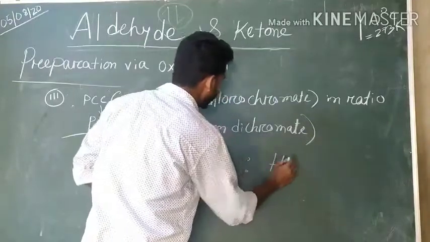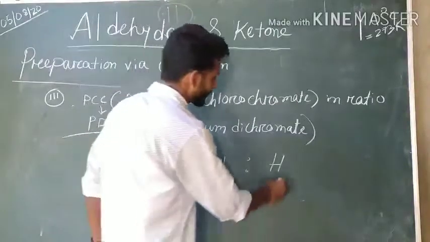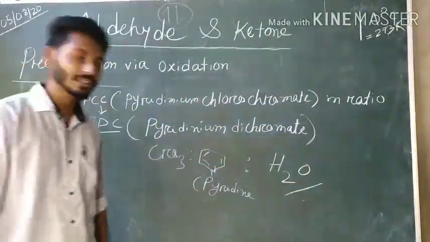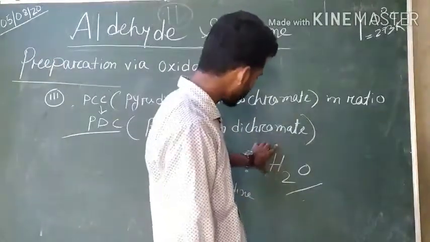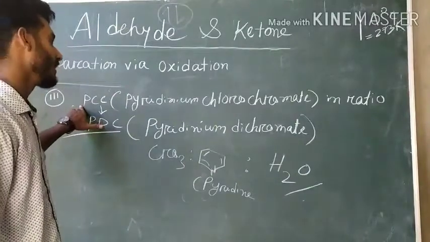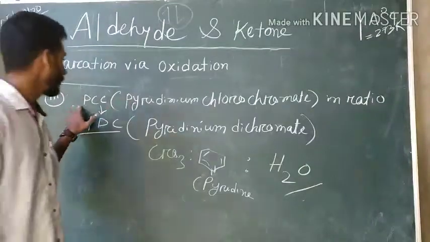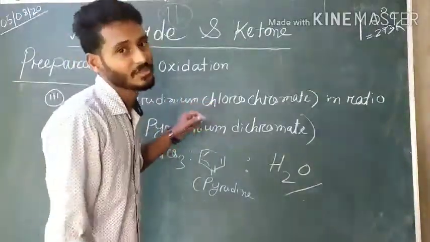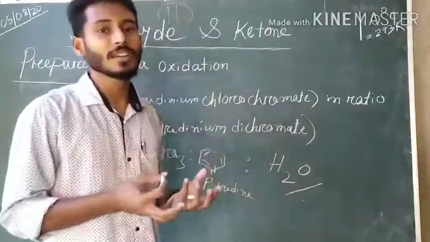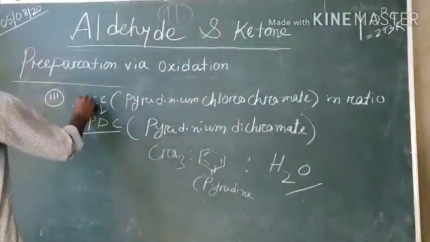In PDC, in place of HCl there will be H2O. H2O means water molecule. Okay, water. In this PCC reagent we will not use any water. Actually, this type of oxidation reagent is a very dry reaction. Very dry reaction means it does not involve any presence of water or air. Okay, this is a very important condition.